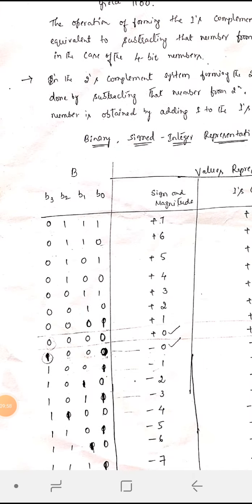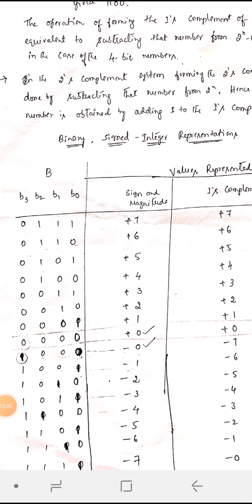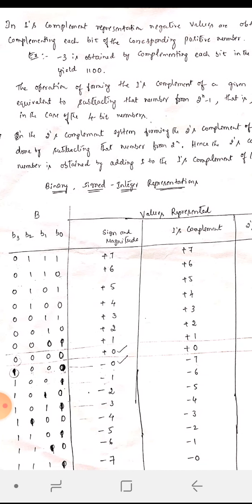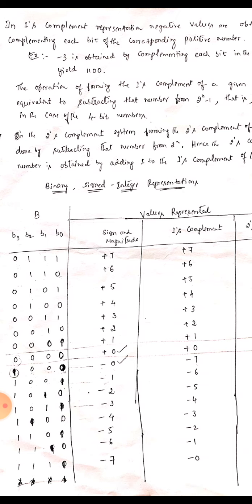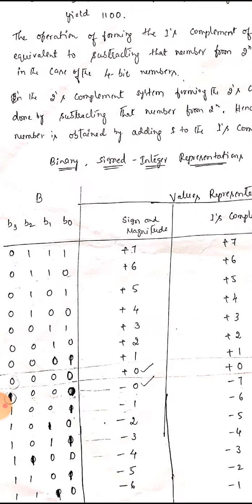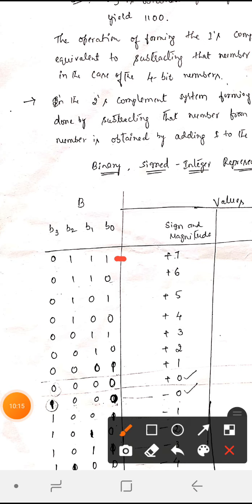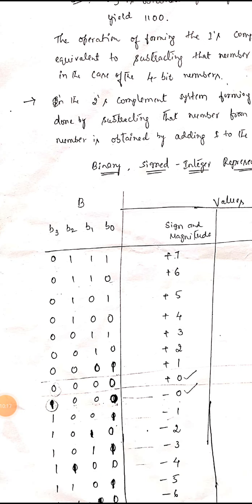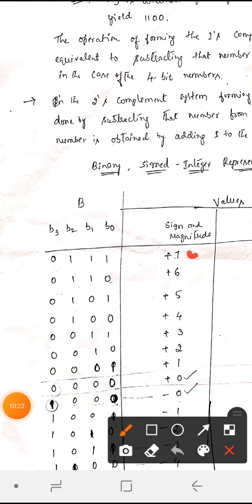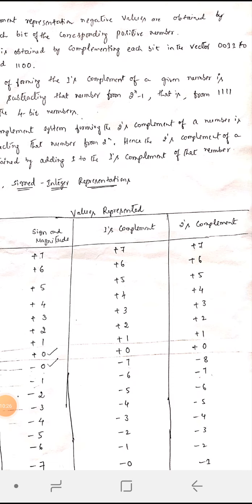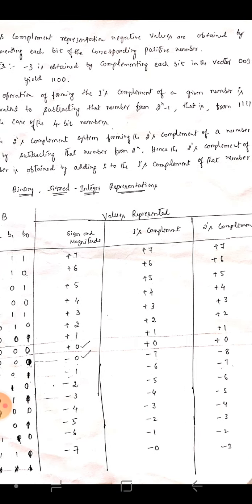Now the same numbers we are trying to represent in different methods. One is sign and magnitude, next is 1's complement, and the next one is 2's complement. Already we said that when we are representing positive numbers in all three methods, there is no change. You can see this is 111. Since the MSB is 0, we say positive. So 111 is nothing but 7.